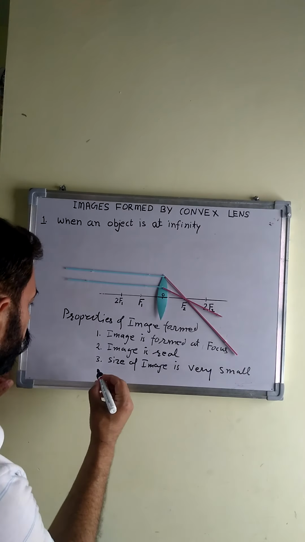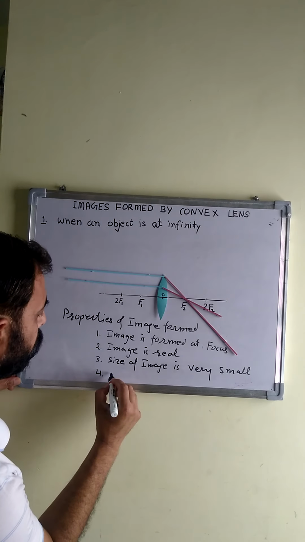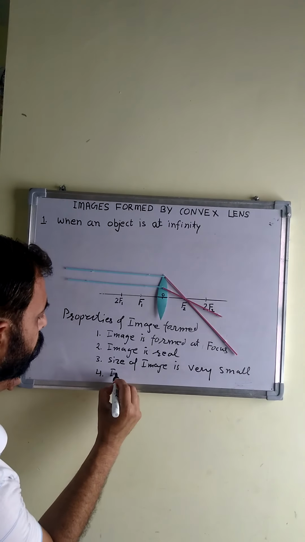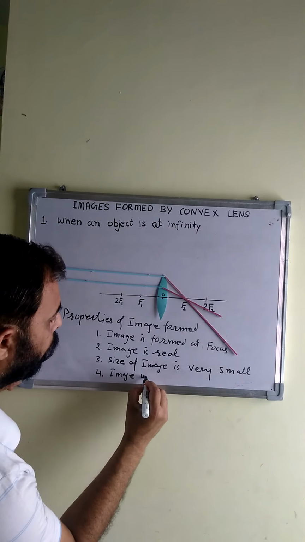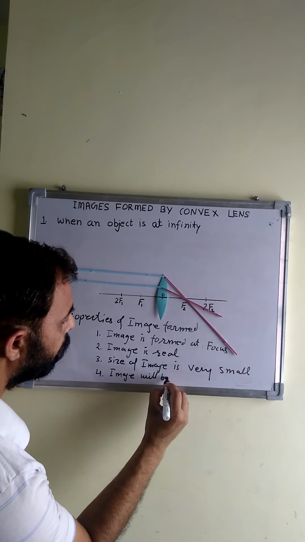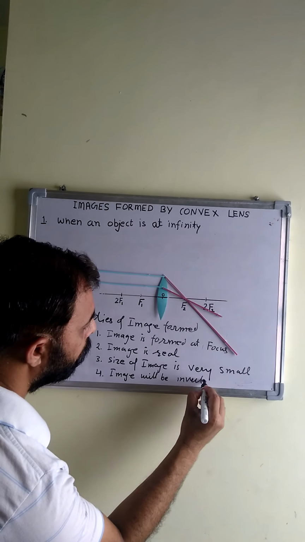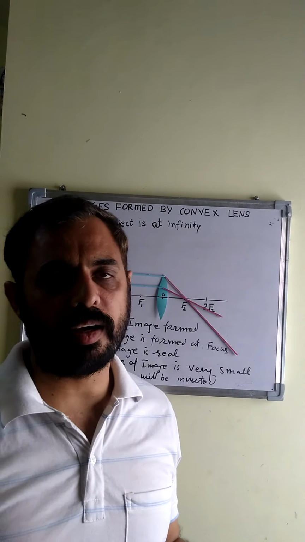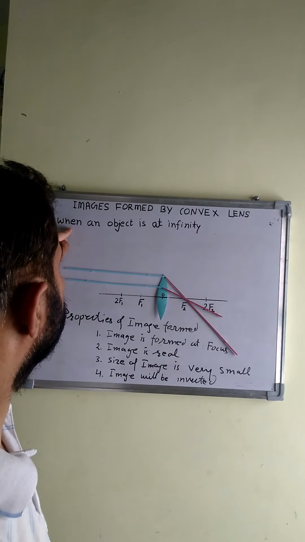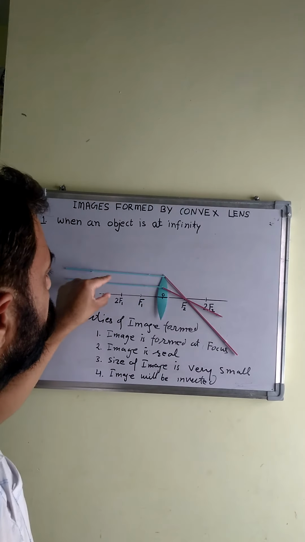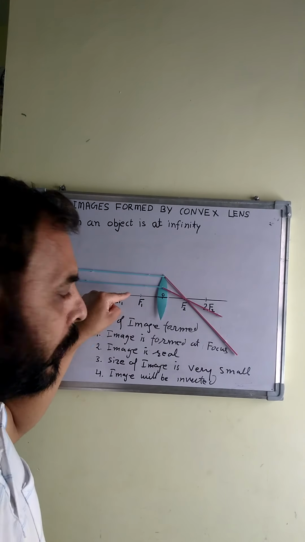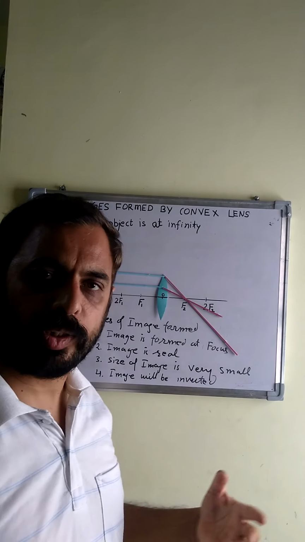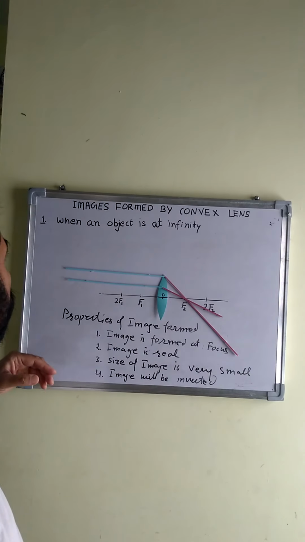Whereas the fourth property will be image will be inverted. So these are the four properties. In each diagram we have to mention the position of object, we have to draw the ray diagram and the properties of image. Once again I am going to explain it.